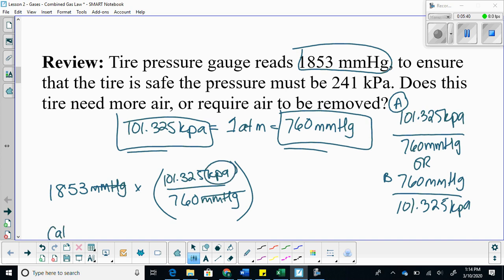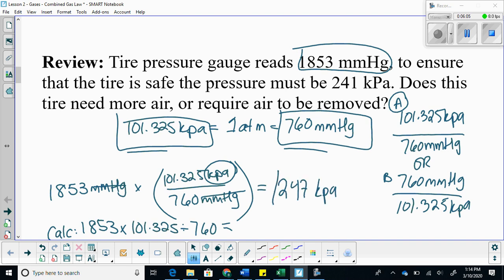In your calculator, you need to be plugging it in like this. 1,853 multiplied by 101.325 divided by 760. You are dividing because this number is in the denominator. Once you plug this in, you will get an answer of 247 kilopascals.